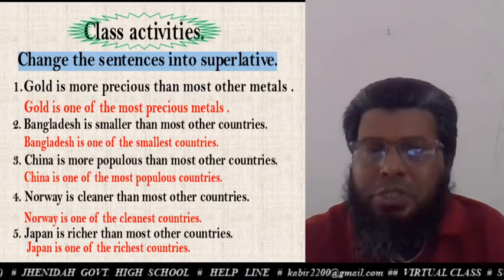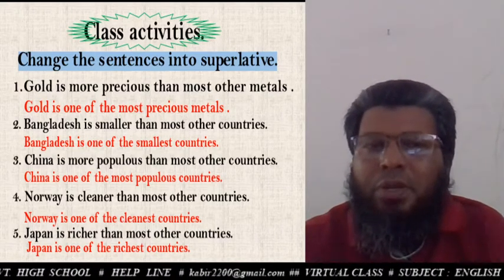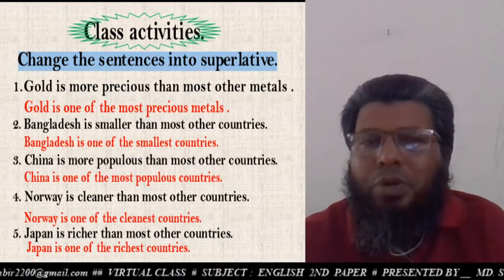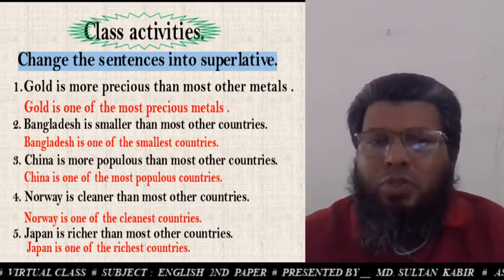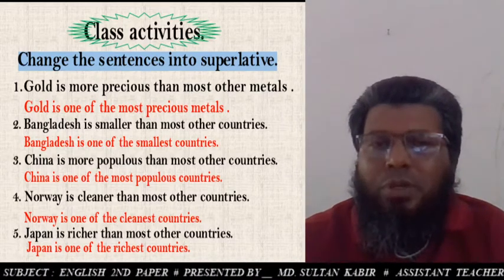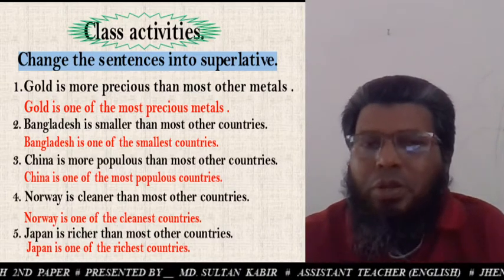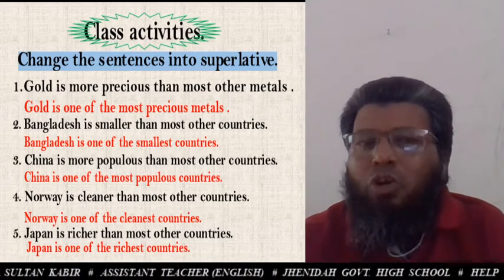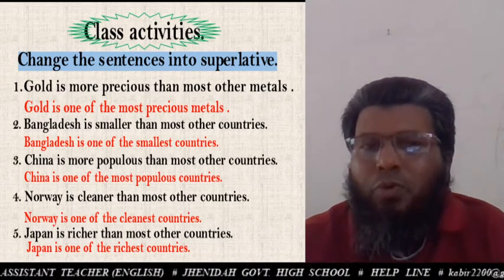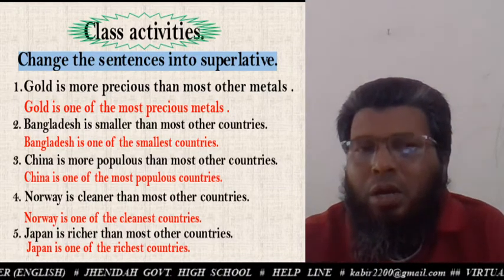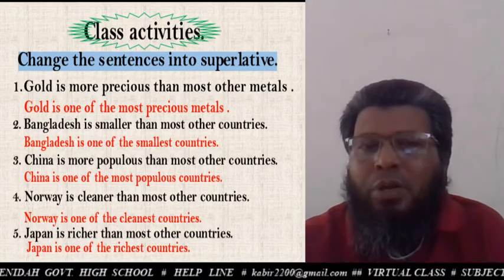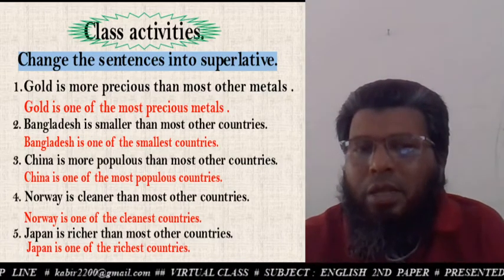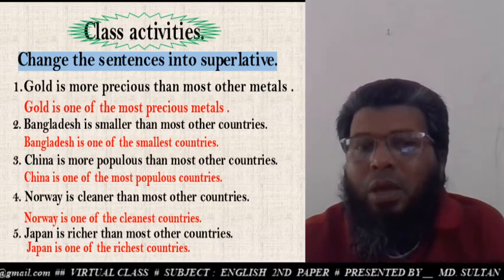And the second rule we have learned today, if the comparative degree has than all other, then we can change these types of comparative degree to superlative by following the structure. We'll write down the subject and verb, then we'll add the, and then the superlative form of the adjective, that means comparative, then we'll add of all. Then we'll write down the word or words after than all other.